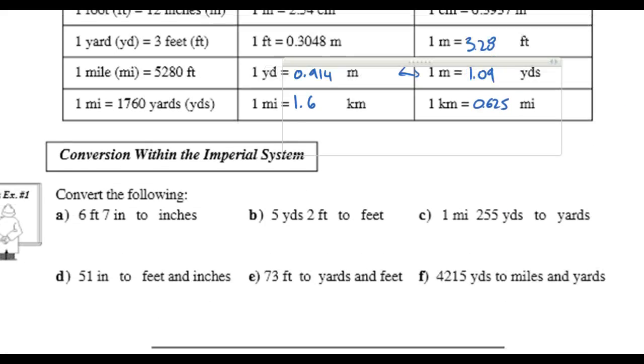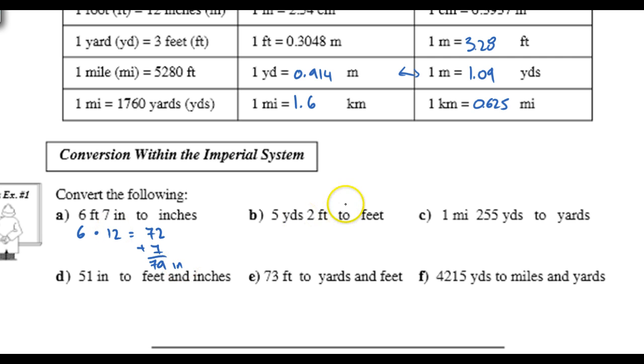So then convert the following. These are within the imperial system, so I'll just go through these fairly quickly here. So 6 feet and 7 inches. I'm going to multiply the 6 times 12 to get 72 inches, and then add the 7 to finally get 79 inches in 6 feet and 7 inches.